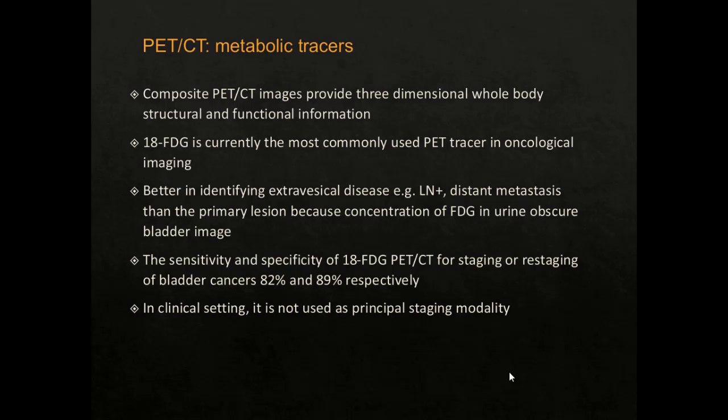Role of PET CT. Composite PET CT images provide three-dimensional whole body structural and functional information. 18-FDG is currently the most commonly used PET tracer in oncological imaging. It is better in identifying extravesical disease, like lymph node status and distant metastasis, than the primary lesion, because concentration of FDG in the urine obscures the bladder imaging.